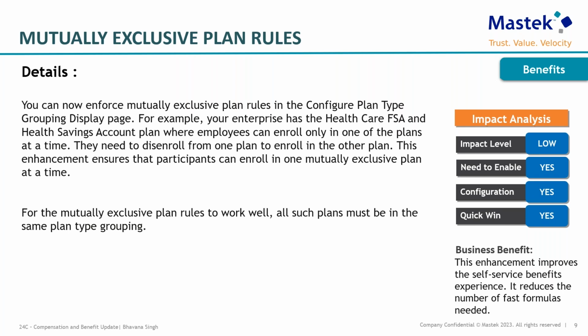For example, your enterprise has the Healthcare FSA and Health Savings Account plan, where an employee can enroll only in one of the plans at a time. They need to disenroll from one plan to enroll in the other plan. This enhancement ensures that a participant can enroll in one mutually exclusive plan at a time. For the mutually exclusive plan rules to work well, all such plans must be in the same plan type grouping.